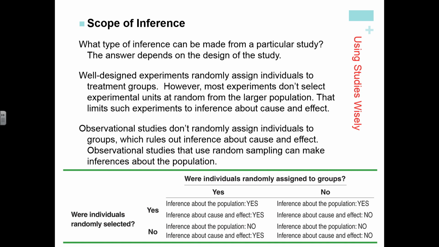And then the last one, if neither of them were randomly done, then you can make no inference on population and no inference on cause and effect. Now again, make sure you write that, because that's a big bulk of the test.